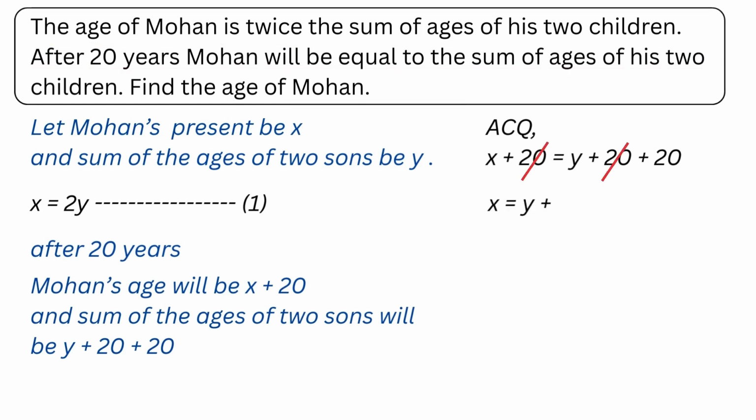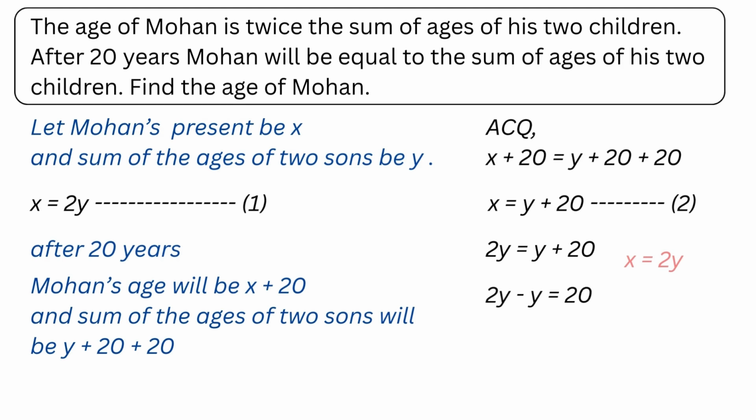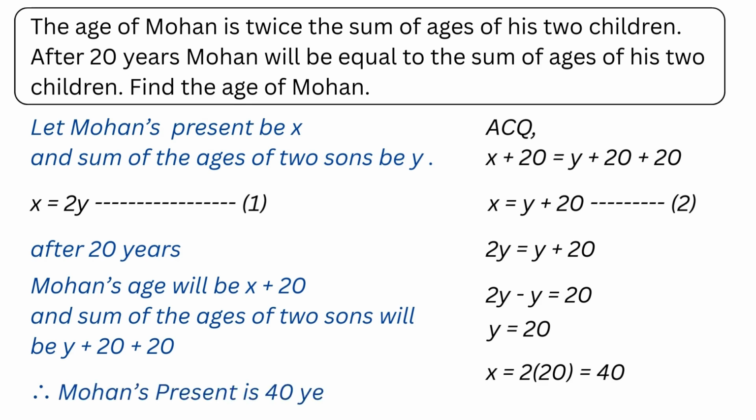20 and 20 get cancelled over here. So it comes out to be x equals y plus 20. Now substituting x as 2y from the equation 1, we get 2y equals y plus 20. Next we'll transpose y to the left hand side. It gives 2y minus y equals 20. So y equals 20. That implies x equals 40. So now from here we can say that Mohan's present age is 40 years.